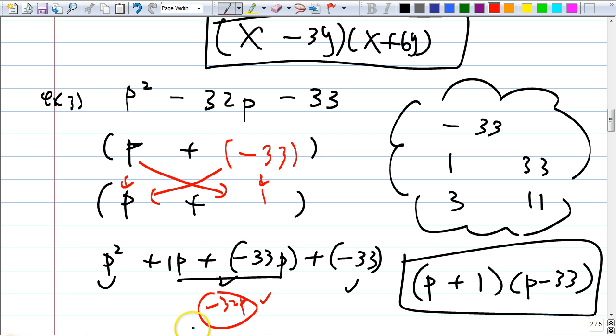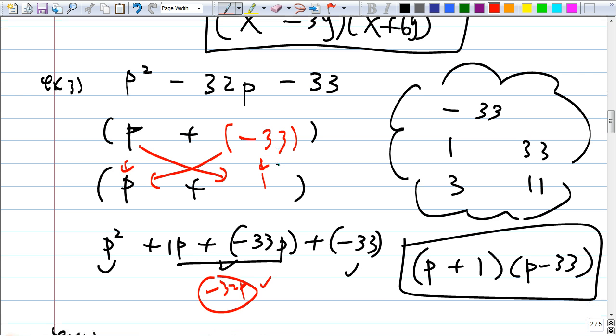So do you think it's a good idea to always check to see if you got it? Yeah, that's a simple mistake that people make. But you know that it's got to be negative 32, so the negative has to go with the bigger one. You get the idea? Any questions? May I give you example 4? All right, let's go to example 4.